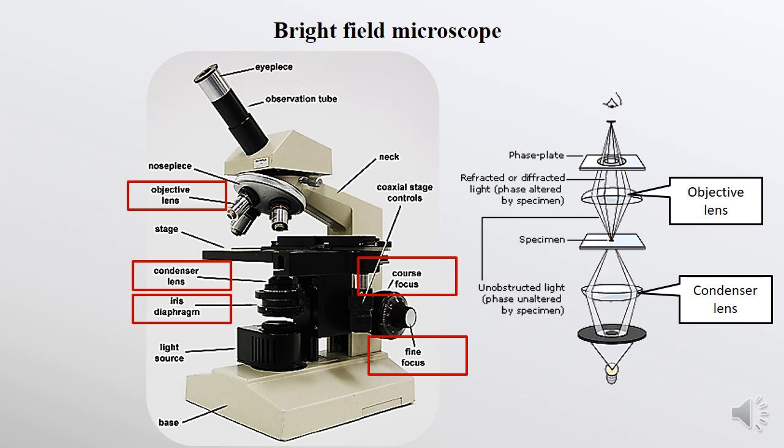So this is how a bright field microscope looks like. For your practical one, remember for now, this is your objective lens, condenser lens, diaphragm, fine focus, and coarse focus. When you're looking under the microscope, the light from the bulb passes through the condenser lens, goes into the specimen, and then into the objective lens, and then it comes to your eyes.